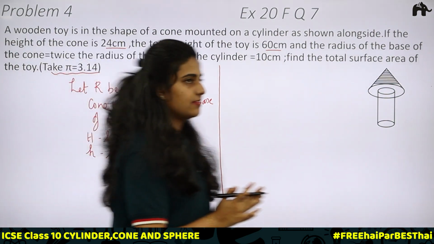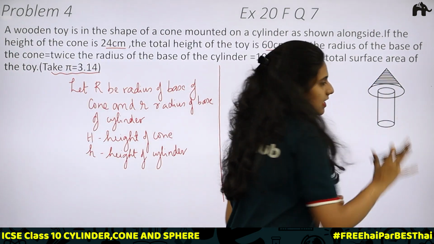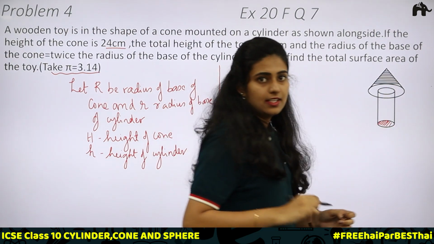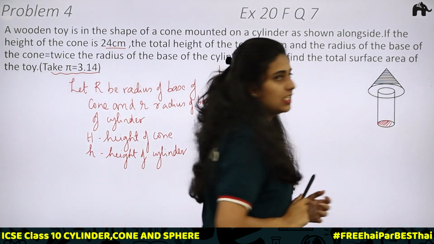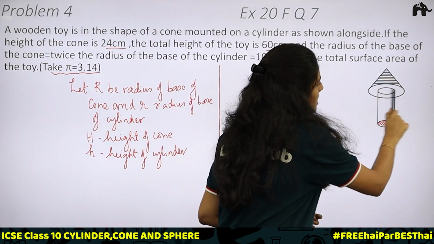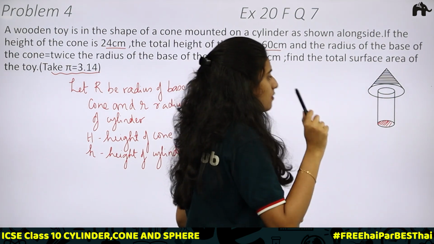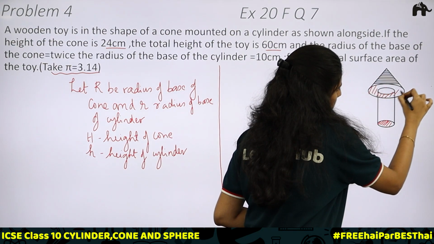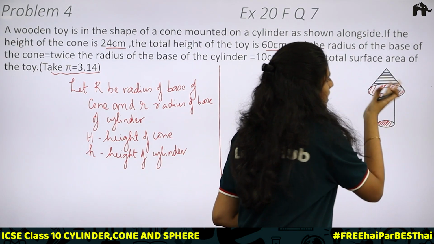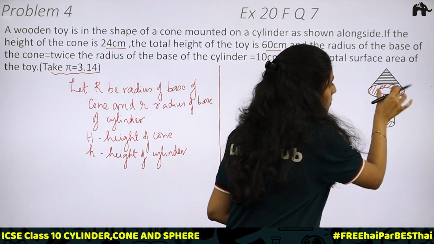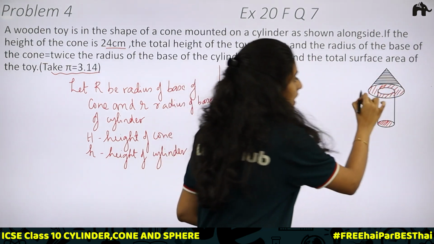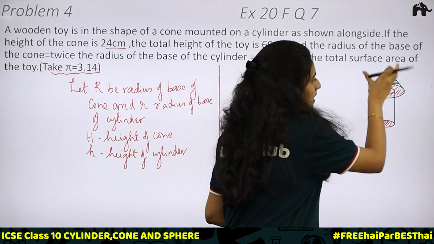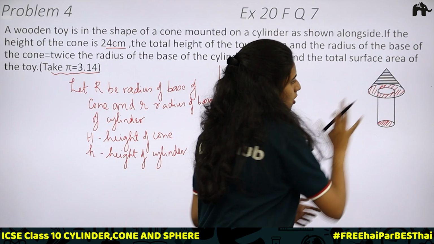To find the total surface area, when you look at this figure, we have a base. Base of cylinder should be included. Then, curved surface area of cylinder should be included. Curved surface area of cone should be included. One more region, that is the region which I am shading now. That is the base of the cone excluding the top of cylinder. So, these four when added will give the total surface area of this toy.